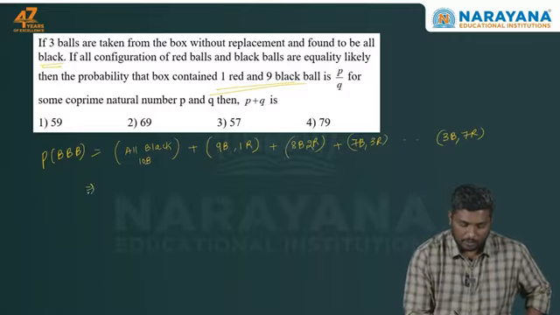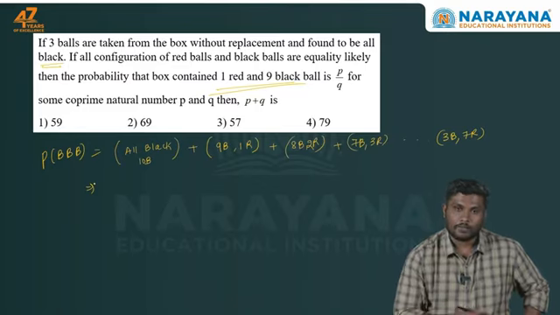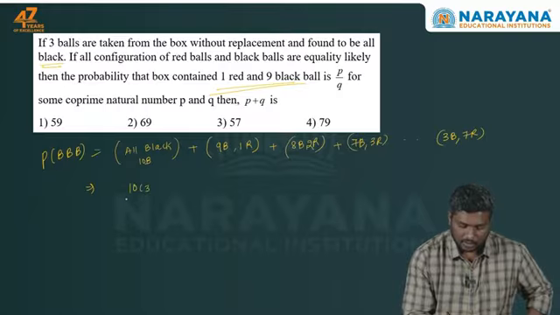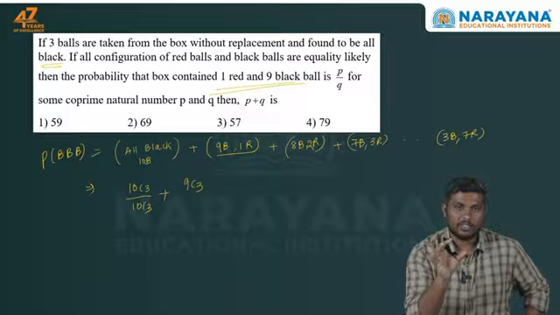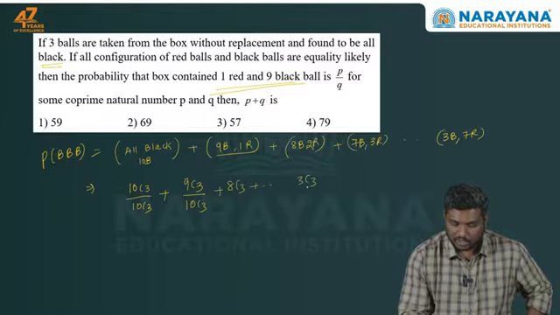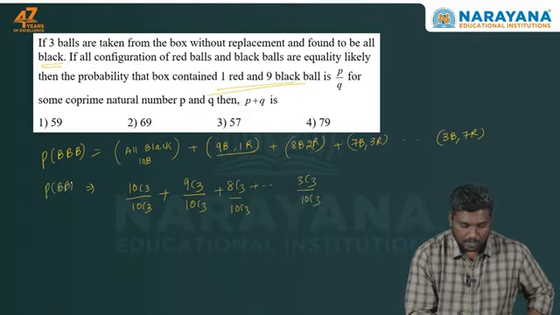Now tell me, what is the probability of getting 3 black balls when all balls are black? It is 10C3 by 10C3, which is 1, plus 9C3, since 9 black balls are there and you select 3 out of them, by total 10C3, plus 8C3 and so on till 3C3 by 10C3. This is the probability of getting 3 black balls.